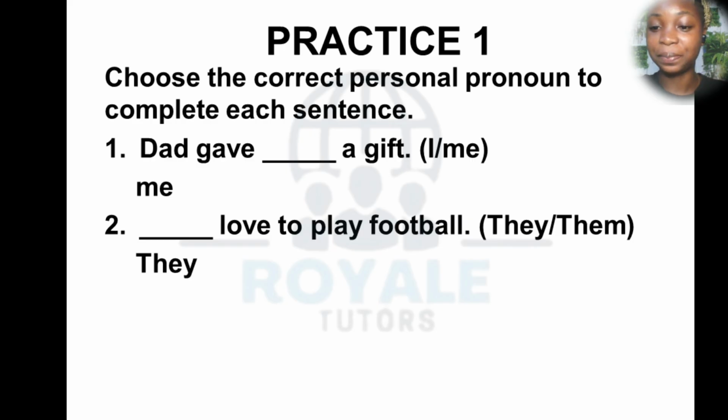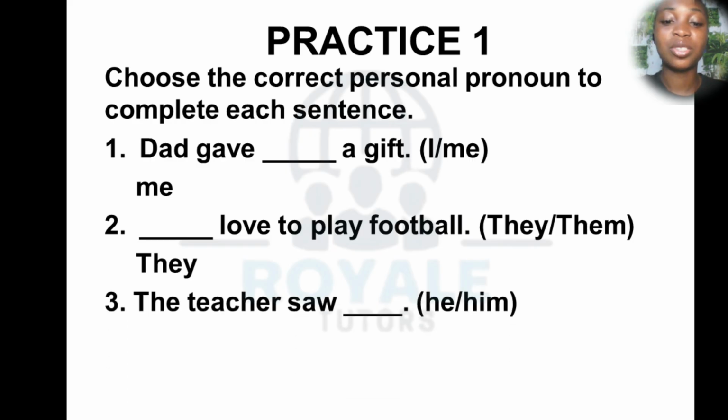So let's go on. The teacher saw dash, he or him. So the answer is the teacher saw him, not he. Again, him is at the object's position, which is what you have here. So it is him, not he.